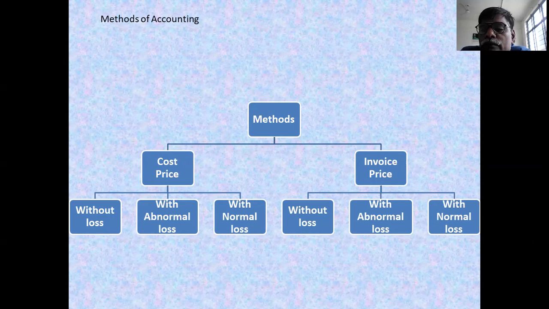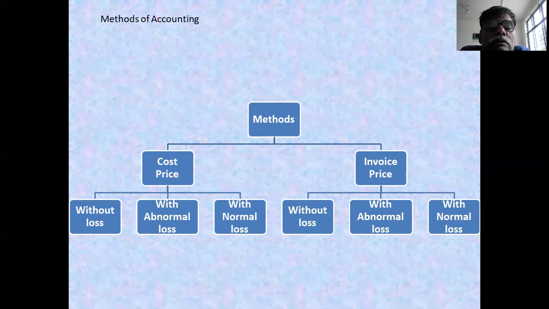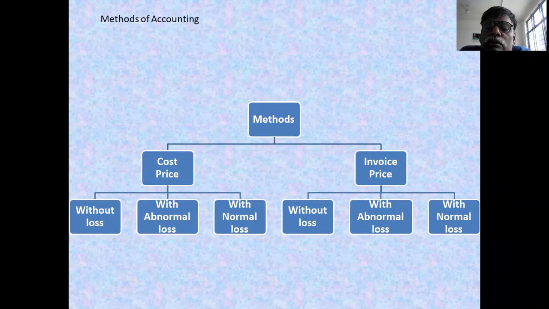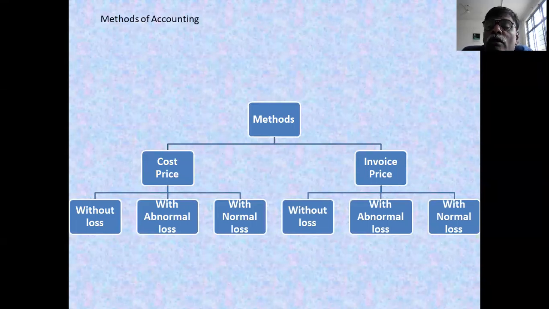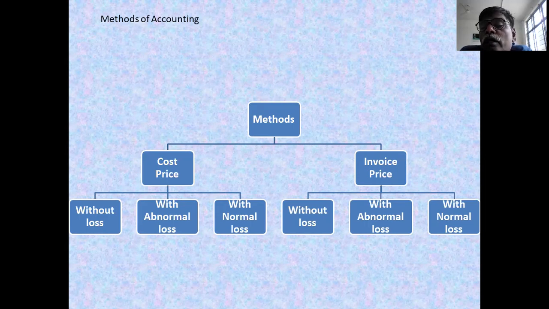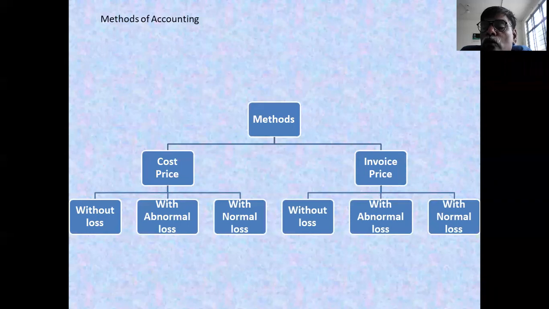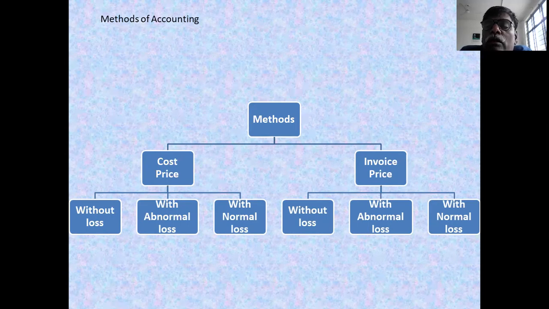For example, theft. Thieves come to your godown and carry some certain quantity of goods. That is the loss. Some goods may be destroyed accidentally, some goods may be destroyed by fire, some by deterioration, some by theft. There are so many ways of losses. And those losses are classified into two categories: one is normal loss, another is abnormal loss.